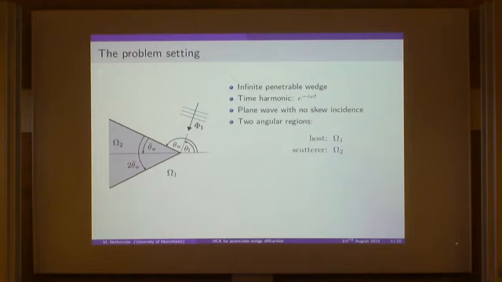The domain itself is split into two angular regions. The host we call omega 1 and the scatterer being omega 2. Now these are measured by the angles theta w and theta w bar respectively. These two regions have their own total wave field, phi for omega 1 and psi for omega 2. Now physically these could represent acoustic pressure fields or electromagnetic field components that are polarized so that they're parallel with the wedge edge.